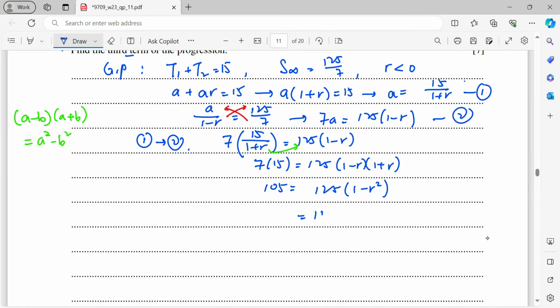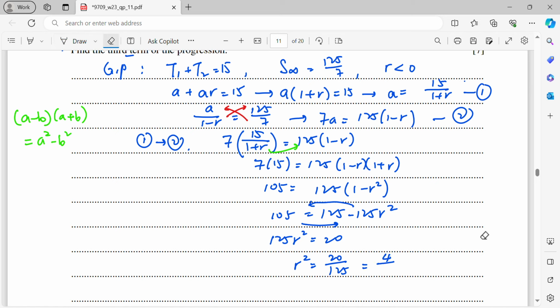Then you will be getting 125. Okay, so from here, I will get the r, right? So you can just do expansion. It will be equal to 125 minus 125 r squared. Then by moving the negative 125 r squared to the left side and 105 to the right side, I will get 125 r squared is 125 minus 105, which is 20. Therefore, my r squared is 20 over 125, which is the same as 4 over 25.